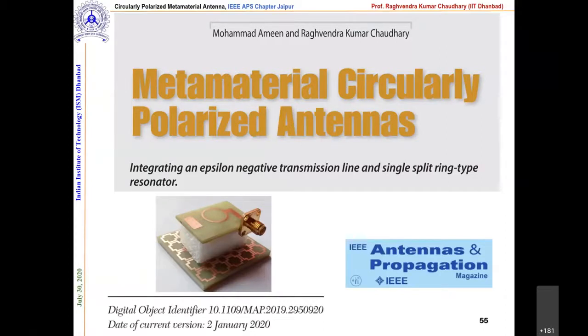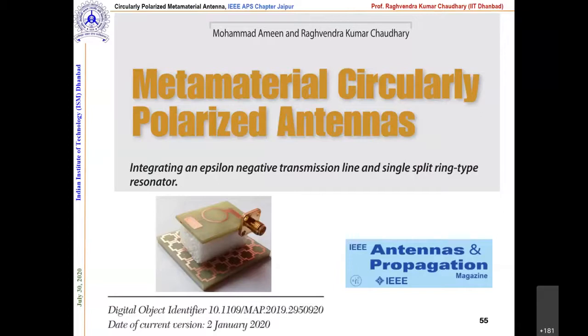Because the thing is, when you are combining the two structures, operating at almost the same frequencies and providing different polarization, if you want to manage the phase, you need to make some changes in the electrical length, and hence you are altering the phase. So I'll show you.